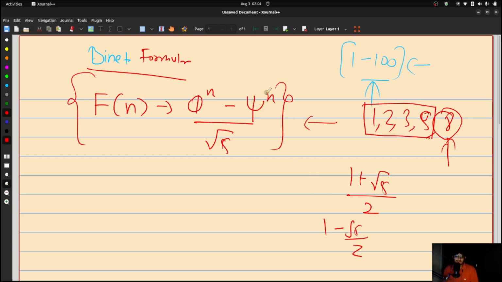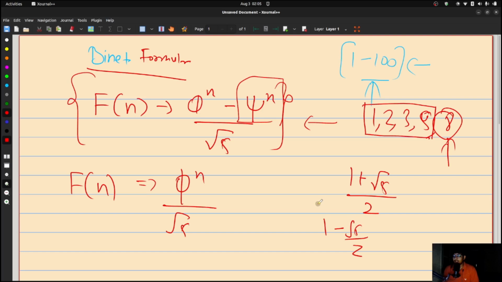Now, if n is very large, we can ignore psi to the power n and only take phi to the power n. And we can say that Fn is going to be phi to the power n by root 5. Yeah, sure. Now we need to find the value of n. Let's see how we can get n.